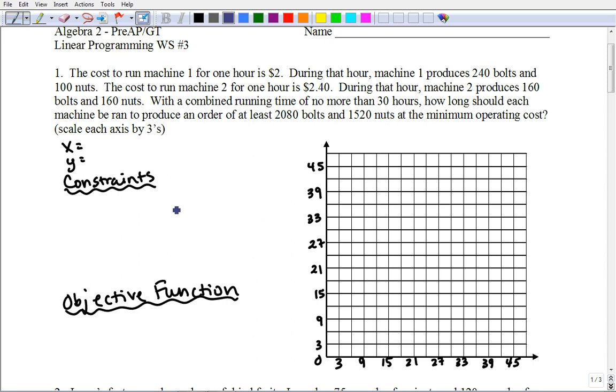Alright, so here we are at linear programming worksheet number 3. I'll be doing 2 examples with you and then the rest will be for you to do. So let's go ahead and look at this problem.